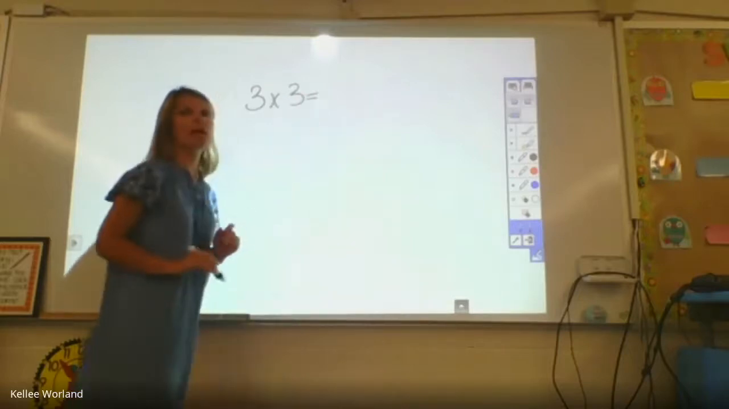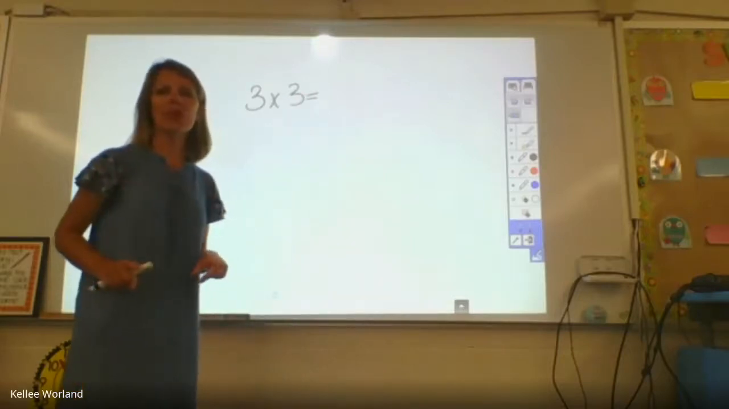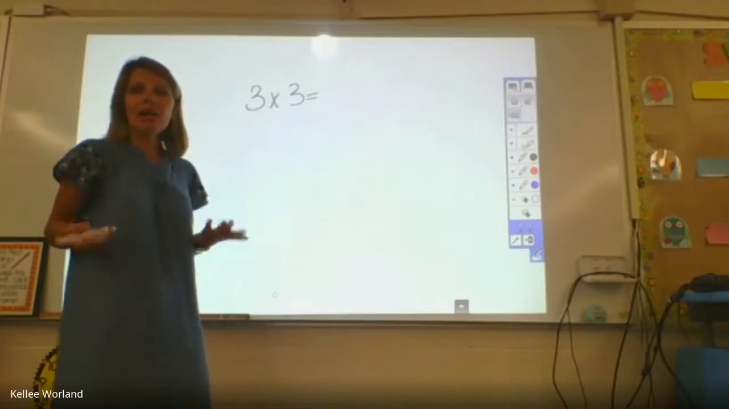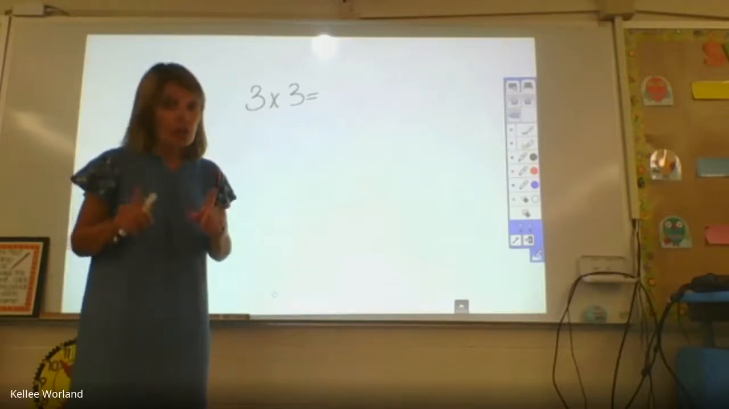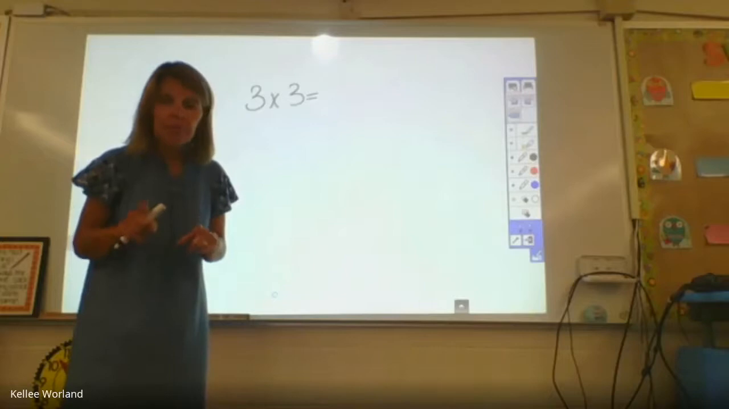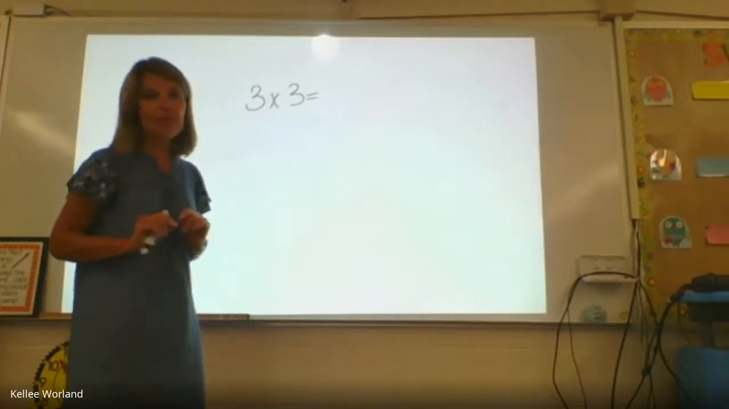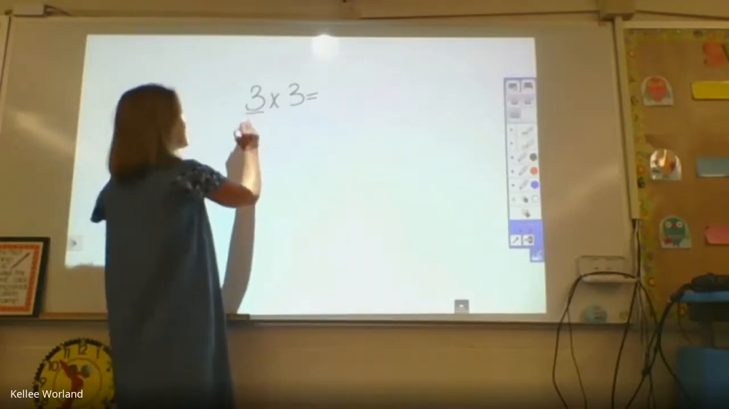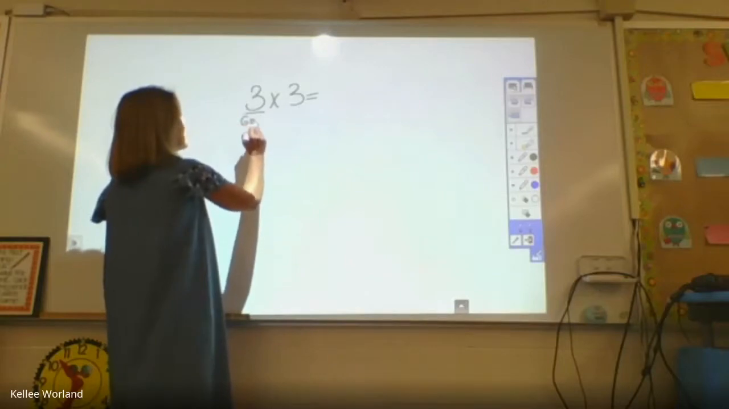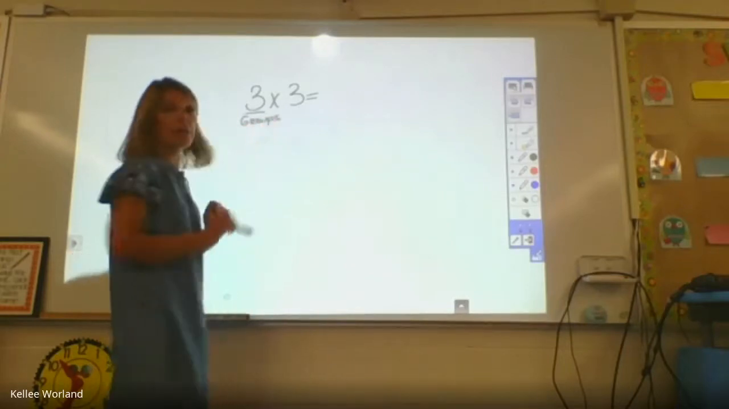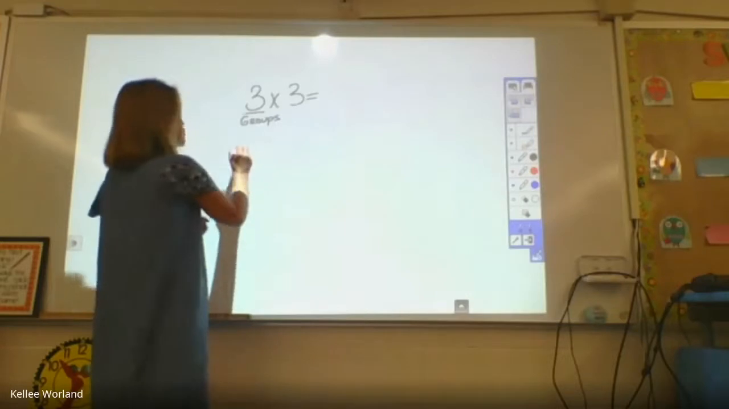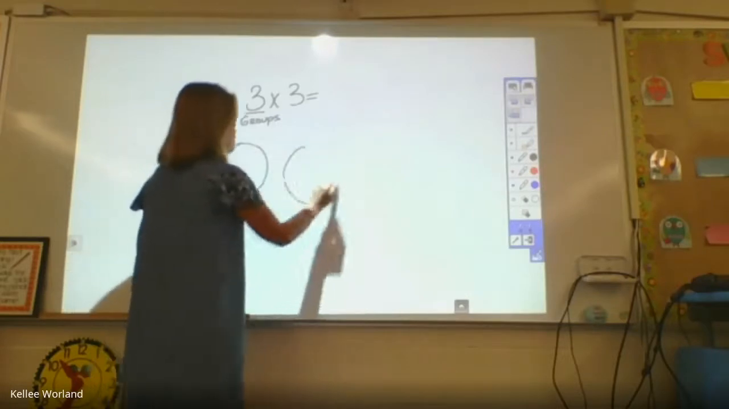Now you might be saying, Mrs. Worland, I am really not sure about this. I don't know how to multiply. You know how to draw. You know how to multiply. The first number tells me how many groups I have. Okay, so I'm going to make 3 groups, and I'm going to use my circles.